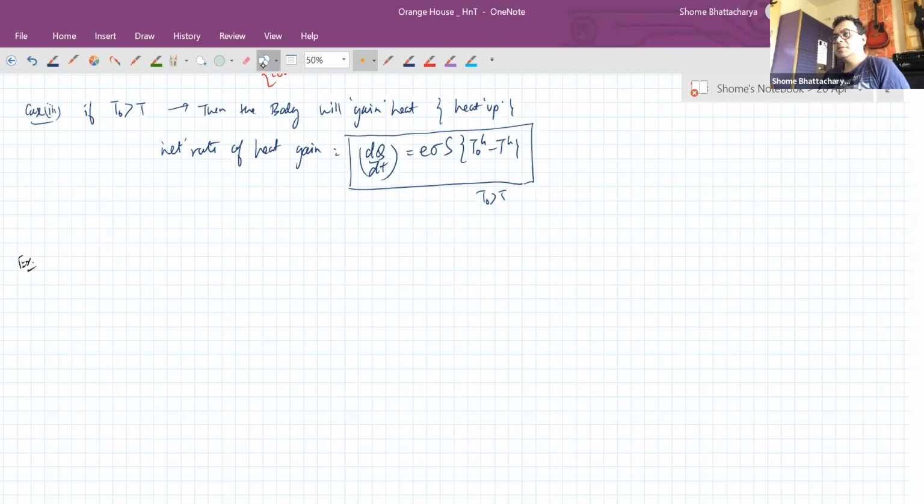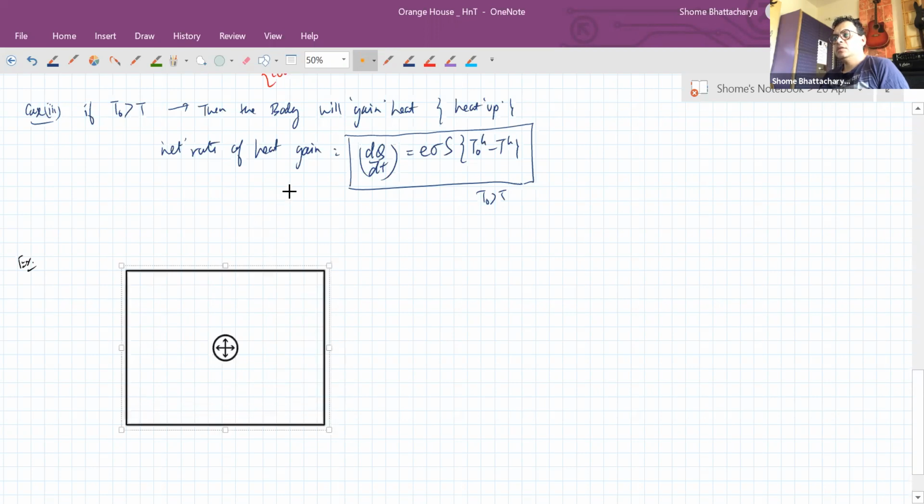Let's look at an example next. So now in these examples, we will start to combine situations where there is radiation as well as conduction. So let's look at some situation like this.